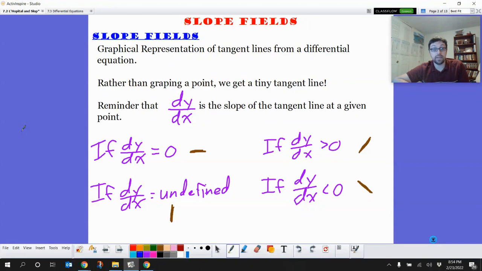A reminder that if it is a horizontal tangent line, you want to make sure you've got that nice horizontal line. If you get something that's undefined, something that you can't do, then make a vertical line, because that's kind of like a vertical tangent line, so our derivative won't work. If it's positive, just make it slant up. If it's negative, just make it slant down.